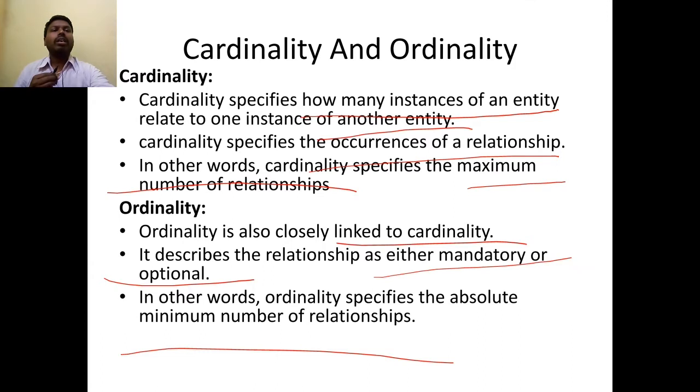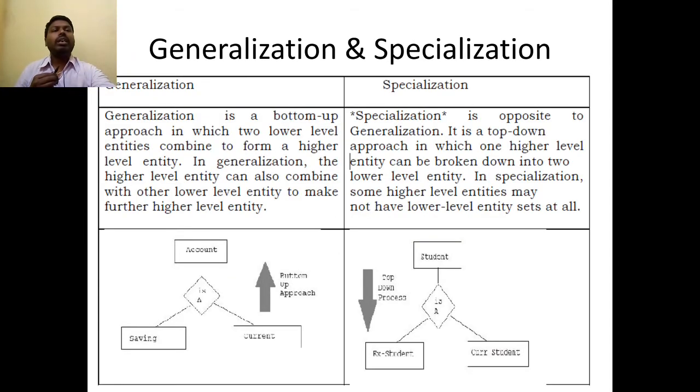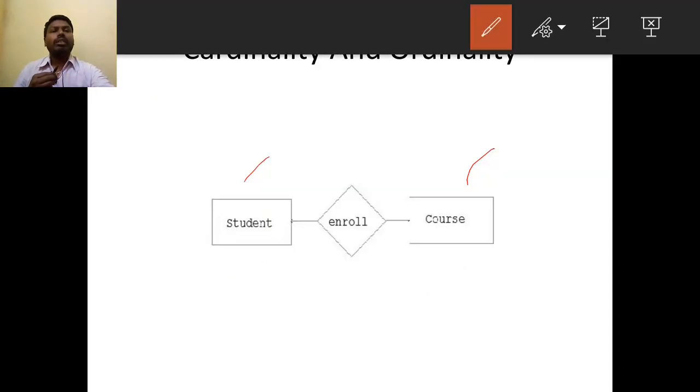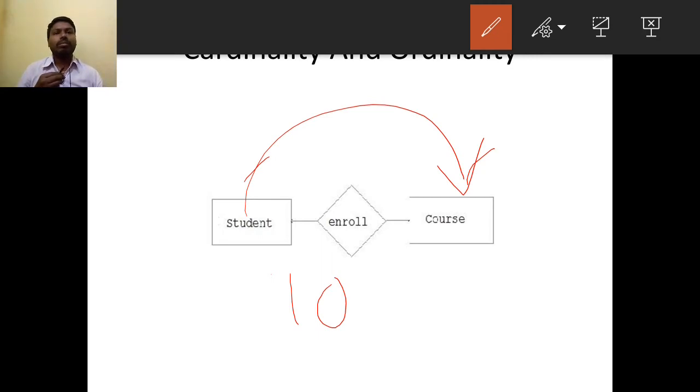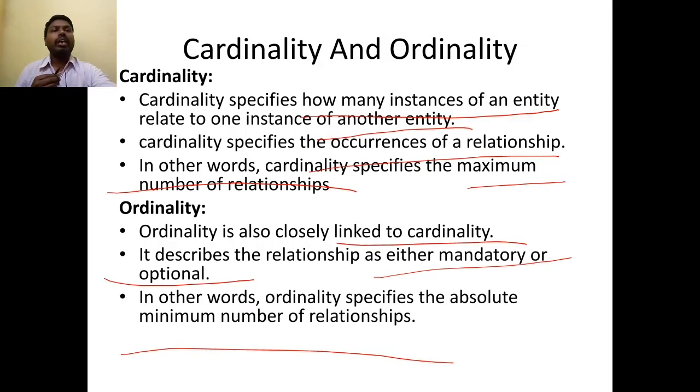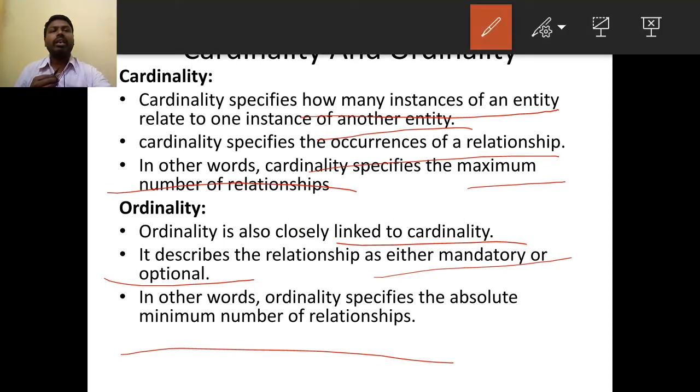First, cardinality specifies how many instances of an entity relate to another entity. You can see student is an entity. If I say a number, for example 10, then 10 is a maximum number. So a maximum of 10 students can select a course. Here I gave the maximum limitation of the relationship. That is called cardinality.